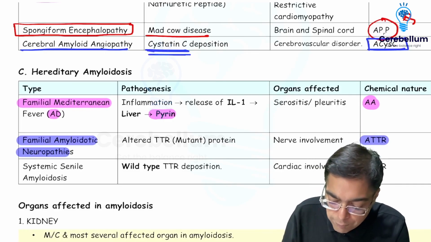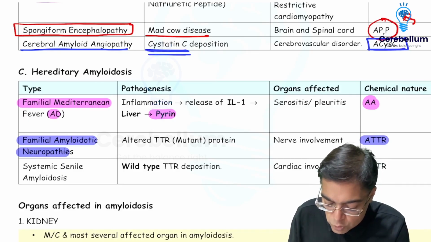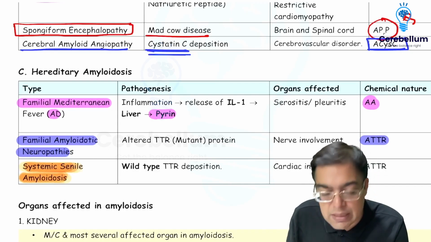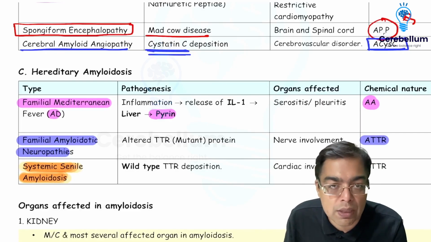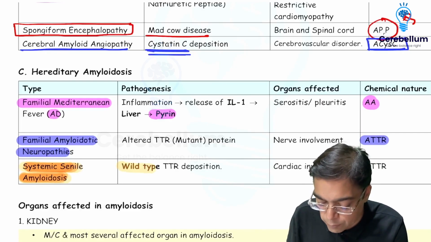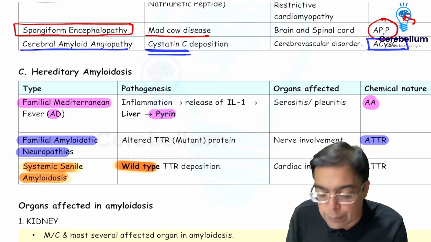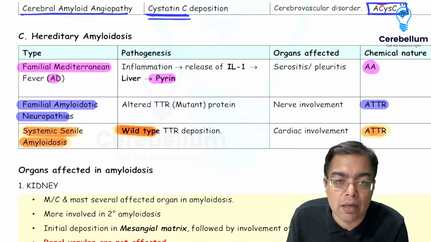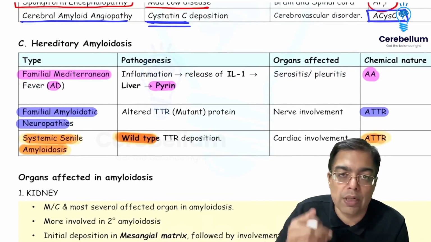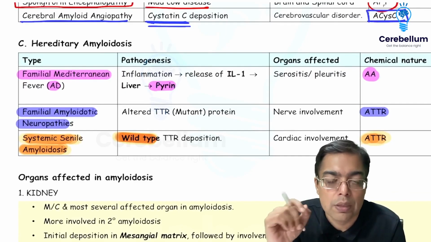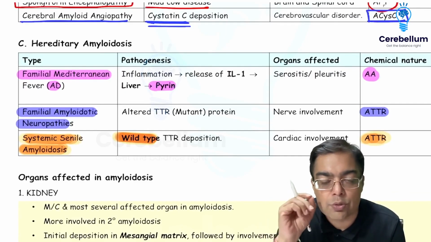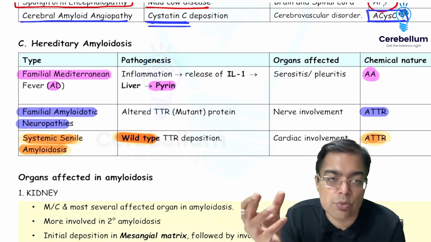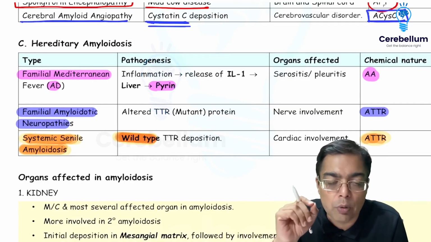The question is not to be confused with a similar appearing question in the exam, which may ask you about senile systemic amyloidosis. Senile systemic amyloidosis is an example of a condition in which there is no mutation in transthyretin. It's a wild type of transthyretin, and this is again associated with the chemical nature of the amyloid being ATTR, and this is what is associated with cardiac tissue involvement. So TTR, when it is normal, is associated with senile systemic amyloidosis, and TTR, when it is abnormal, is associated with familial amyloidotic polyneuropathy.